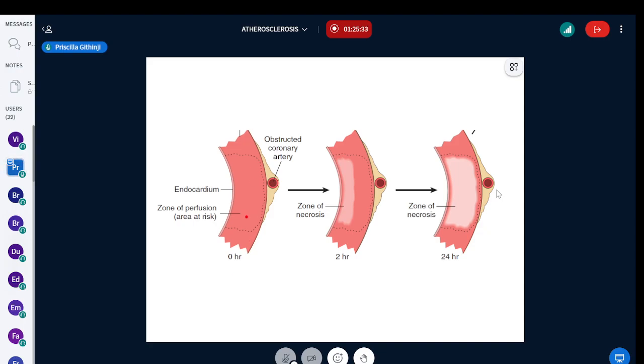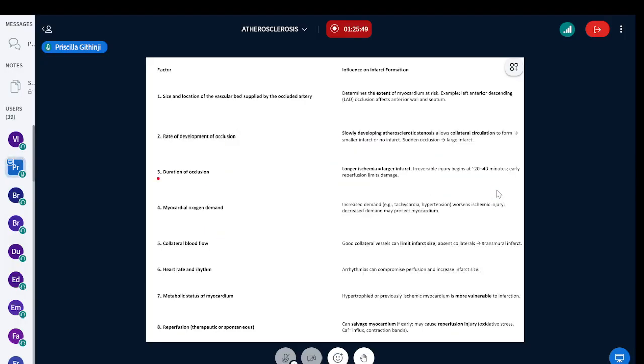So we've talked about the endocardium being the area that is at high risk of developing an infarction, and it's the first to develop infarction. Then as the duration of this occlusion lasts, the zone of necrosis goes on further to include the myocardium and then eventually the epicardium. So you have a transmural infarct.